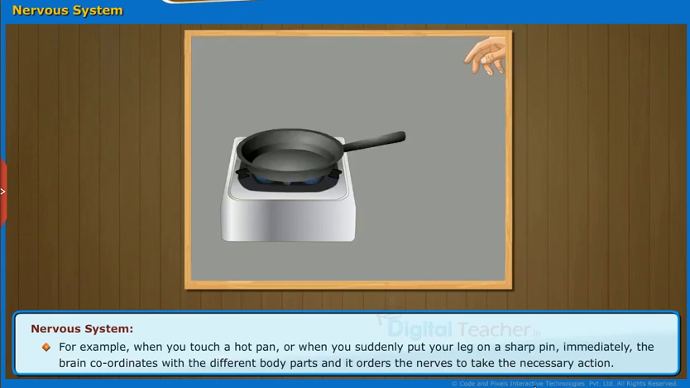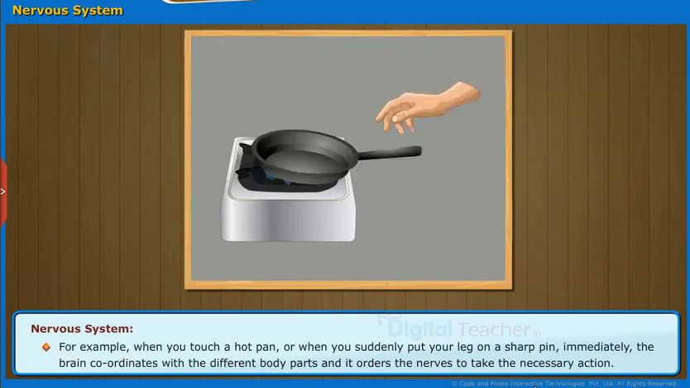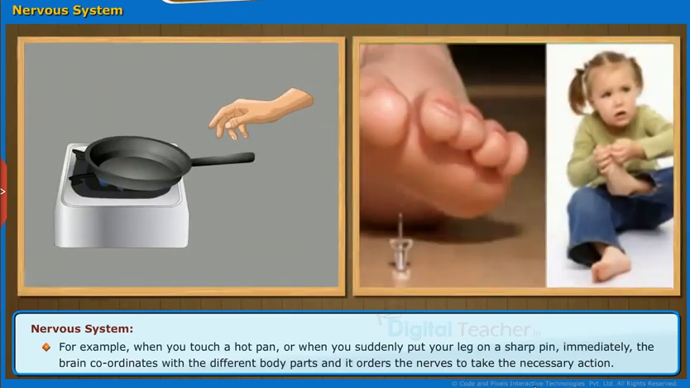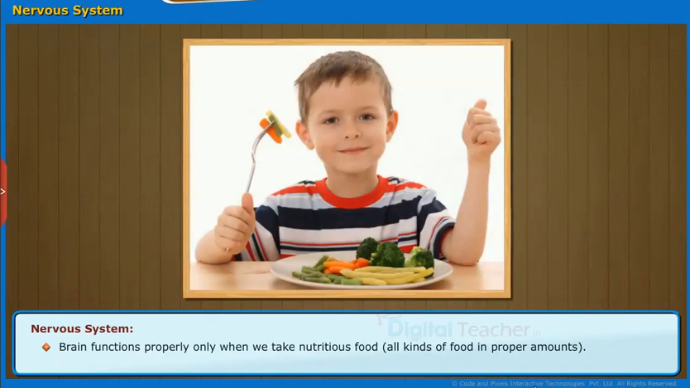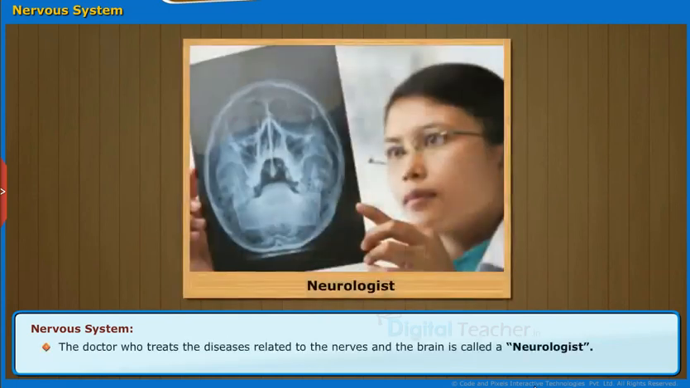For example, when you touch a hot pan or when you suddenly put your leg on a sharp pin, immediately the brain coordinates with the different body parts and it orders the nerves to take the necessary action. Brain functions properly only when we take nutritious food, all kinds of food in proper amounts. The doctor who treats the diseases related to the nerves and the brain is called a neurologist.